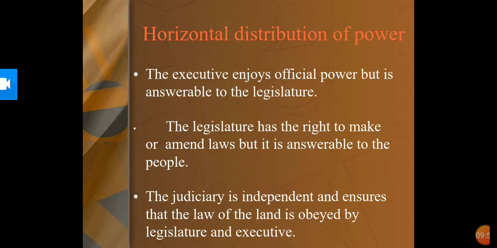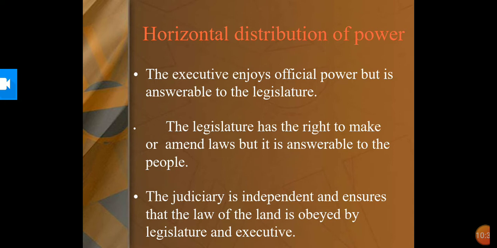The executive enjoys official power but is answerable to the legislature. For example, the President of India actually has powers, but he is answerable to the Prime Minister of the country and the legislature. Clear? The legislature has the right to make or amend laws, but it is answerable to the people. The MPs, MLAs, the Prime Minister can change some laws, but they are answerable to the public. They must give answers to the public as to why such a law was made or changed.